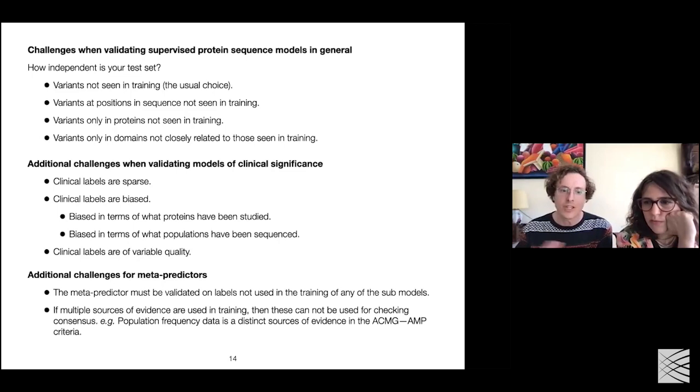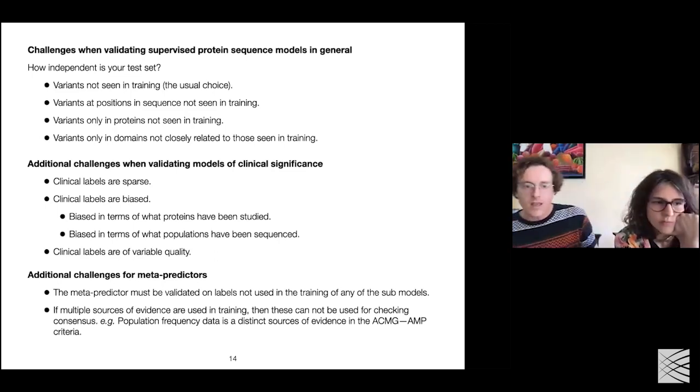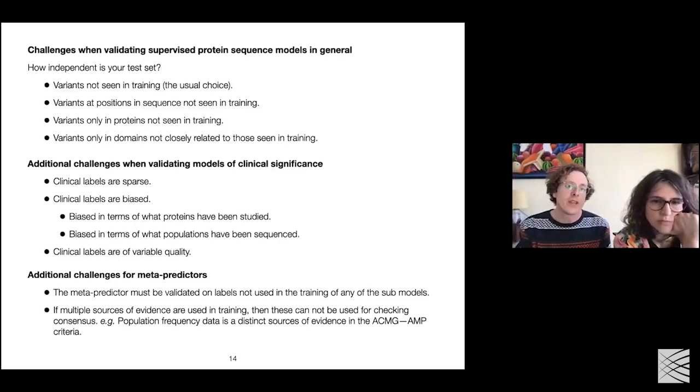And then there's a slightly different issue, which is not meta predictors per se, but just an issue with combining multiple sources of evidence. One way, of course, to get a better predictor is to draw on very distinct types of training data. In particular, we're going to be talking a lot about evolutionary data, but if you combine that with, say, population data, then you can almost certainly make a better model. But the problem then is that population data is its own ACMG criteria. So if you build a model that trains on that, then it no longer makes sense.